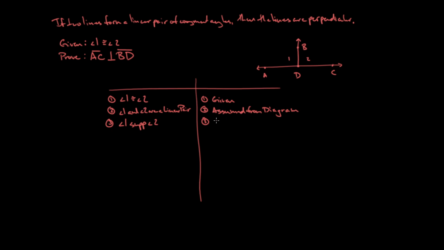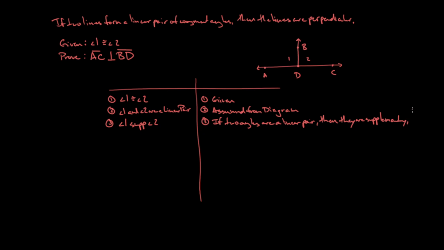How do we know? It's a linear pair postulate that says that if two angles are a linear pair, then they are supplementary. I'm going to run out of room.